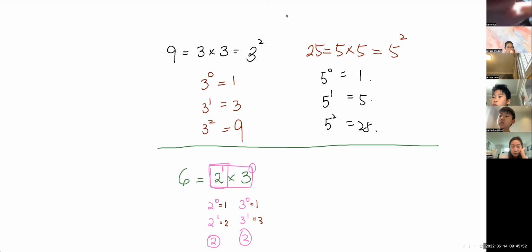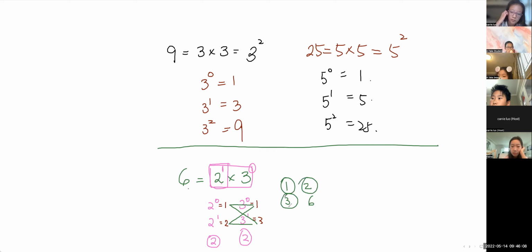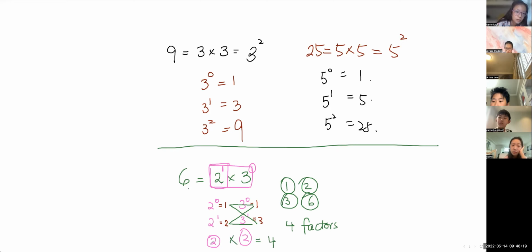So everybody take a look at this one. I'm going to use a different color. So 1 times 1 equals 1. 1 times 3 equals 3. 2 times 1 equals 2. 2 times 3 equals 6. So you see, 6 has exactly 1, 2, 3, 6. 4 factors. Understand, everybody? So that's why we get 2 times 2 equals 4, because it's 1 plus 1 times 1 plus 1.